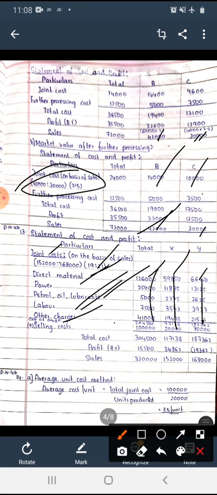After the cost of production, we have to add any other cost, selling cost or further processing cost. Selling cost is already divided between X and Y, so write as it is, 20,000 and 80,000. So we got the total cost. After the total cost, we have to write the sales and profit. Sales is already given in the problem, 1,52,000 and 1,68,000. The difference is the profit. Here we are getting a loss, right?